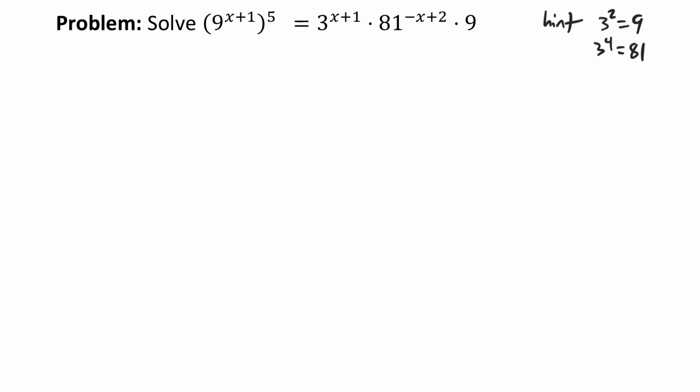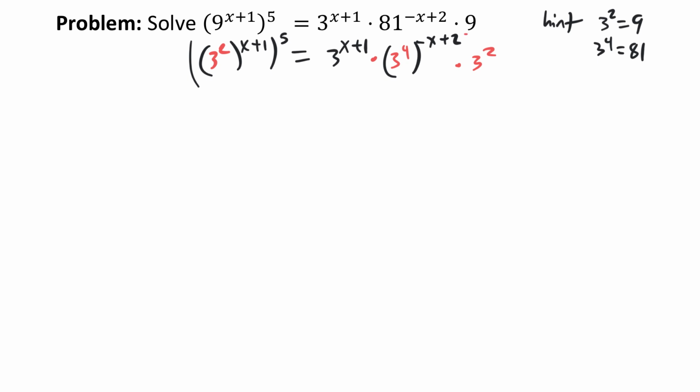All right, so assuming you gave it a try, we'll have 3 squared for that 9. X plus 1, oh yikes. Okay, that's lots of powers there. Thankfully this is still a 3, but this is going to become 3 to the 4, negative x plus 2, times 3 squared. So we replace the 9, the 81, and the 9.